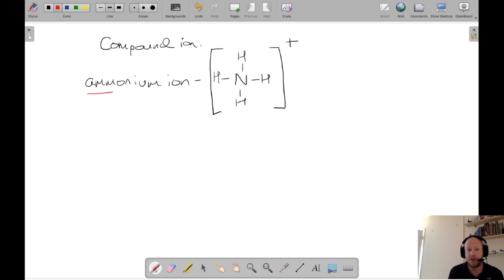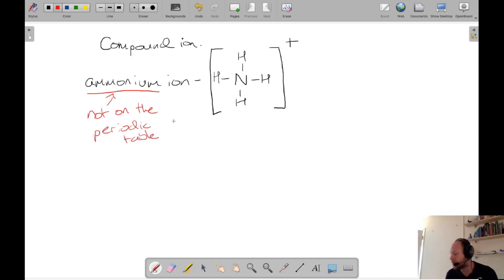Do not try and find ammonium on your periodic table. This is not on the periodic table. There are no compounds on the periodic table. It is a periodic table of elements. And this ion is a compound. It's made up of hydrogen and nitrogen. And so we give it the name ammonium. It's a different name because it's a different substance. It's not the same as nitrogen or hydrogen separately. It's its own thing called the ammonium ion.